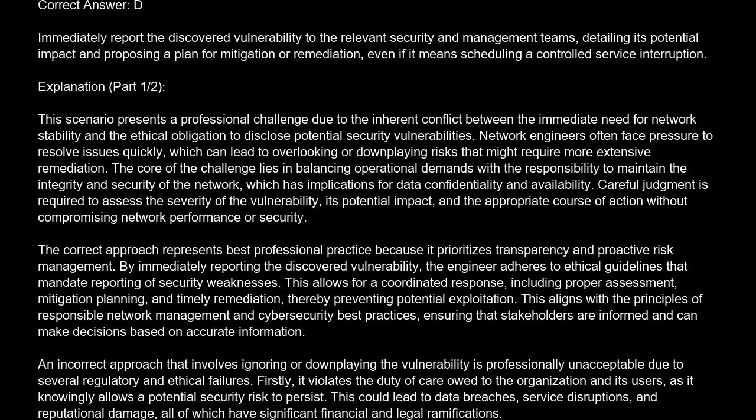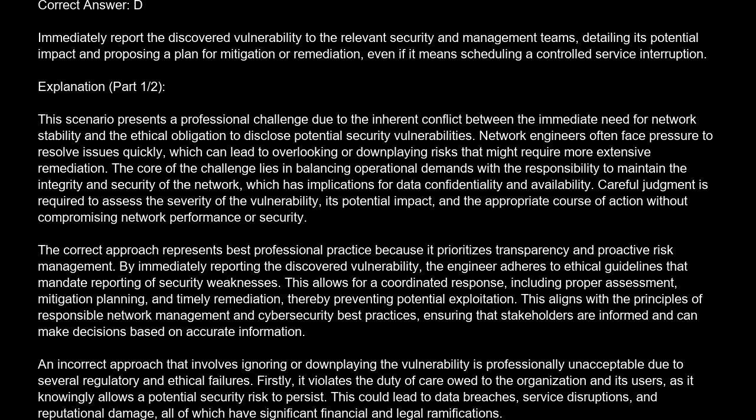Network engineers often face pressure to resolve issues quickly, which can lead to overlooking or downplaying risks that might require more extensive remediation. The core of the challenge lies in balancing operational demands with the responsibility to maintain the integrity and security of the network, which has implications for data confidentiality and availability. Careful judgment is required to assess the severity of the vulnerability, its potential impact, and the appropriate course of action without compromising network performance or security.